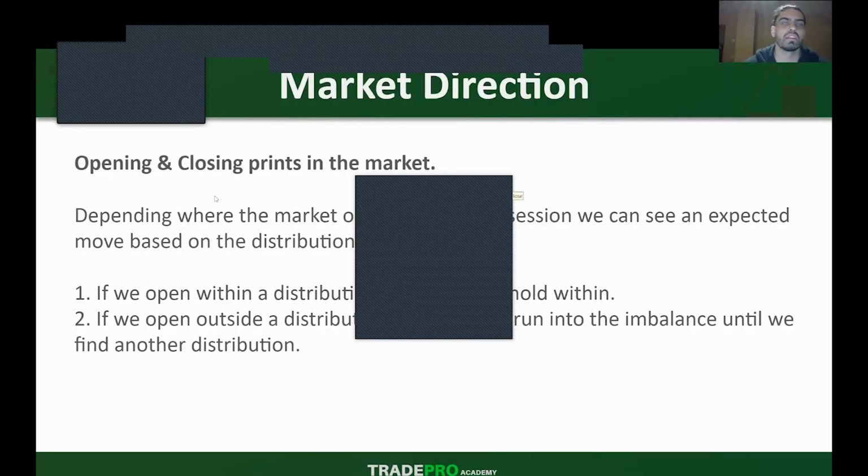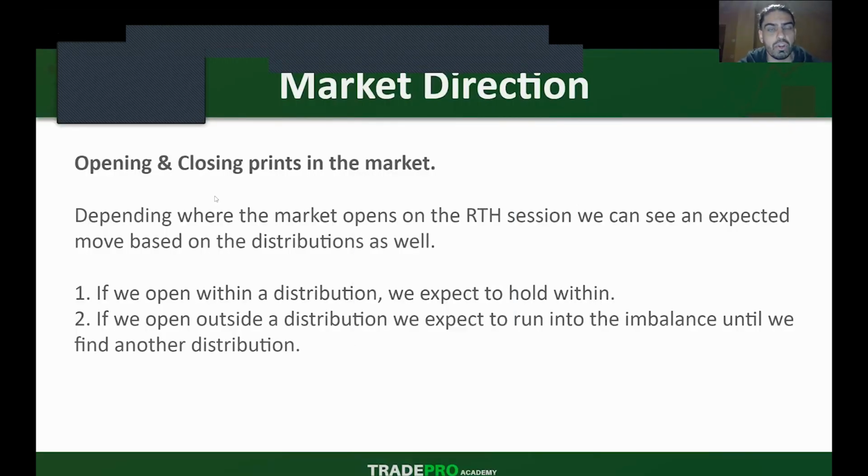All right, thank you. So let's take a look at this, right? If we open within a distribution, realistically, we're expected to hold within the distribution, meaning that prices are to reject the tops and the bottoms of the distribution containing balance. If we open outside the distribution, we expect to run into the imbalanced area until we find another distribution to reject and then maybe accept. Right? If we understand these principles and this distribution theory, we can understand the directionality of the market to a higher degree. Obviously, it does take some practice. It does take some looking into things.